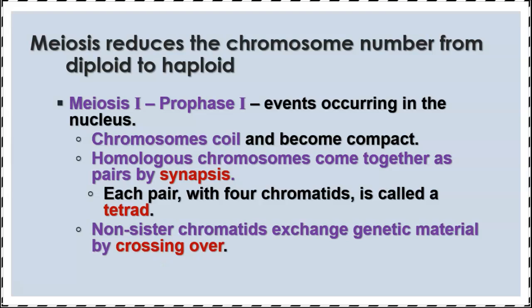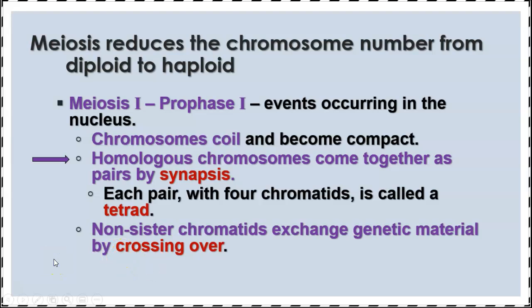So in meiosis 1, this is the first division, okay? In prophase 1, it's very, very similar in a lot of ways to prophase of mitosis, okay? It happens in the nucleus. The chromosomes coil and become compact. The nuclear envelope starts to break down and move away. The spindle starts to form. Very, very much like happens in mitosis.